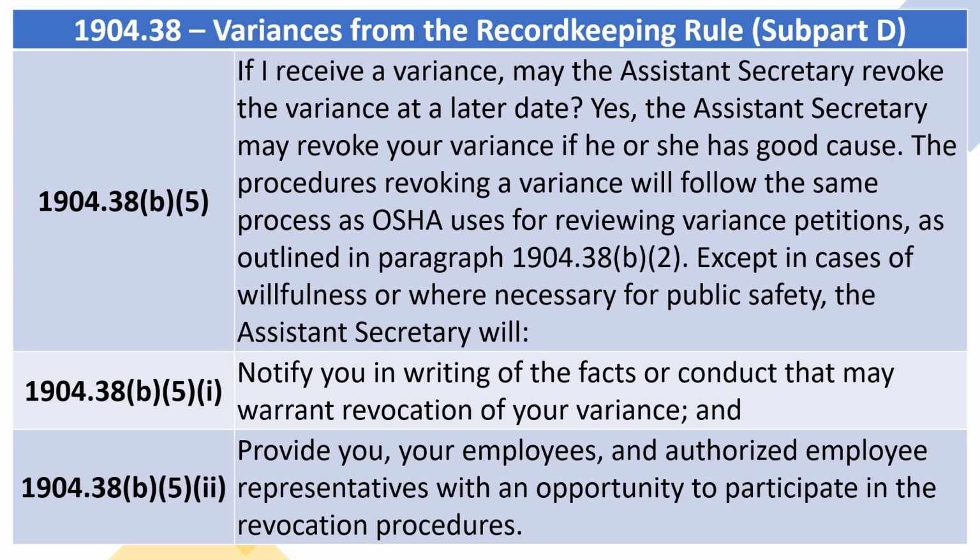1904.38(b)(5): If I receive a variance, may the Assistant Secretary revoke the variance at a later date? Yes, the Assistant Secretary may revoke your variance if he or she has good cause. The procedures for revoking a variance will follow the same process as OSHA uses for reviewing variance petitions, as outlined in paragraph 1904.38(b)(2). Except in cases of willfulness or where necessary for public safety, the Assistant Secretary will, under 1904.38(b)(5)(i) and (b)(5)(ii), notify you in writing of the facts or conduct that may warrant revocation of your variance, and provide you, your employees, and authorized employee representatives with an opportunity to participate in the revocation procedures.